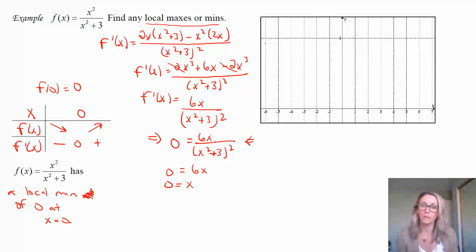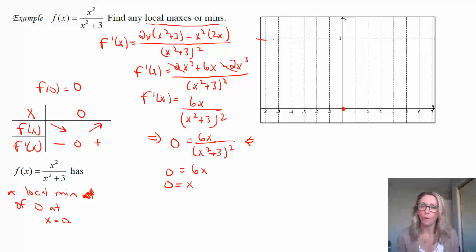Okay, and if you would like to know what this function looks like a little bit, we can put some values onto the graph. We already know that we have 0, 0. Notice that because the denominator is x squared plus 3, it's actually never 0, so we don't have any vertical asymptotes here. But do notice that as x gets really, really big, you're basically taking a number and dividing it by that same number plus 3. And that's going to get very, very close to 1. And that's going to happen in either direction.